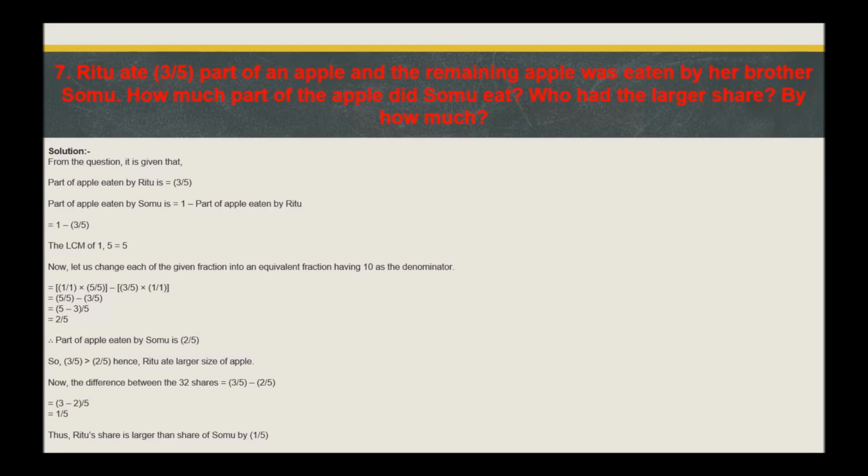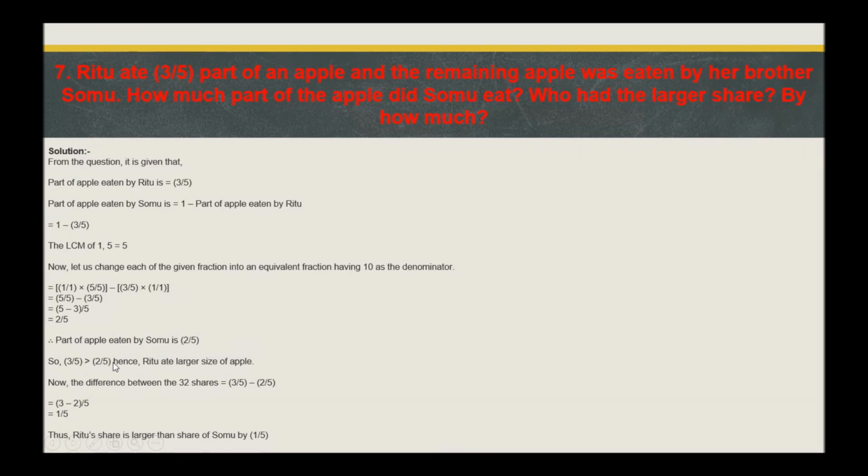Seventh question. Ritu ate 3 by 5 part of an apple and the remaining apple was eaten by her brother Som. How much part of the apple did Som eat? Who had the larger share, by how much? So Ritu had eaten 3 by 5. The part of the apple eaten by Som is 1 minus the part eaten by Ritu. So 1 minus 3 upon 5. First we will find the LCM, that is 5. We will change it into equivalent fractions, that is 5 upon 5 minus 3 upon 5. So it is 5 minus 3, that is 2 upon 5. So the part of the apple eaten by Som is 2 upon 5.